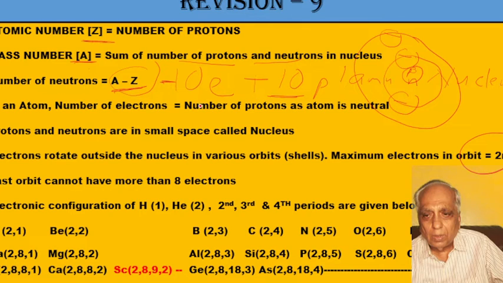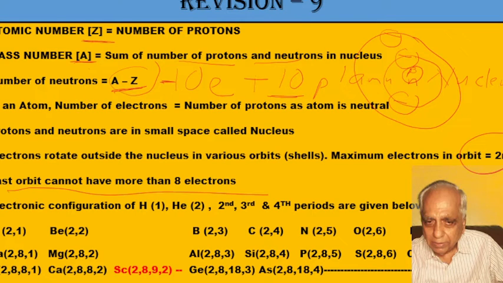So this formula you should learn, that the maximum number of electrons in an orbit is 2n square. Now there is one condition that you should learn: the last orbit cannot have more than 8 electrons. If it is orbit number 4 or orbit number 5, it cannot have more than 8 electrons if that is the last orbit.